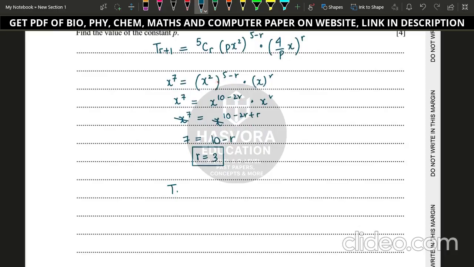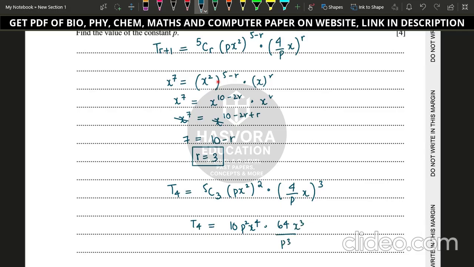So T(r+1) is going to become term number 4, and 5Cr, so r is going to become 3. Then (px²) to the power of 5 minus r, so 5 minus 3 is 2, and then we have into (4/px), and r is 3. So this becomes term number 4 equals 5C3. Let's check what 5C3 is. It is 10. Then we have p²x⁴ and into 4 cubed, which is 64, and x³ divided by p³.